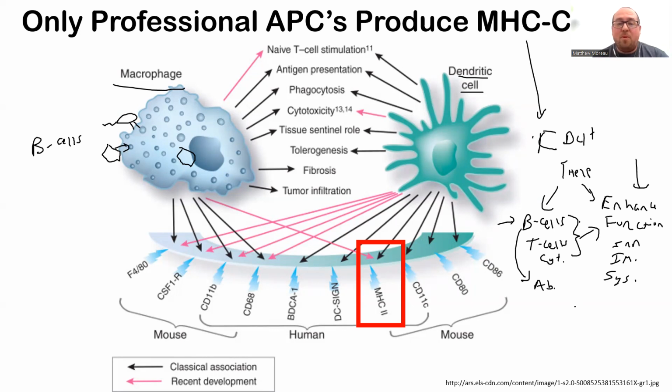And as we've seen before, the activation of the adaptive immune system and the production of antibodies is really essential for another part of the innate immune system, and that would be the activation of the classical pathway of complement.